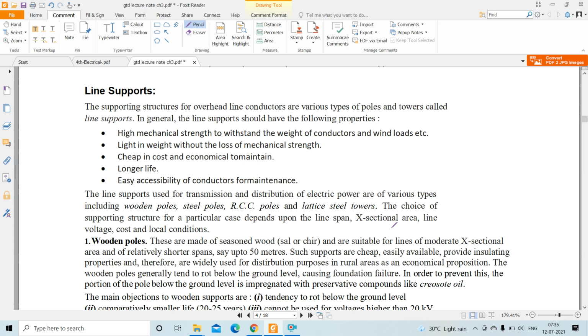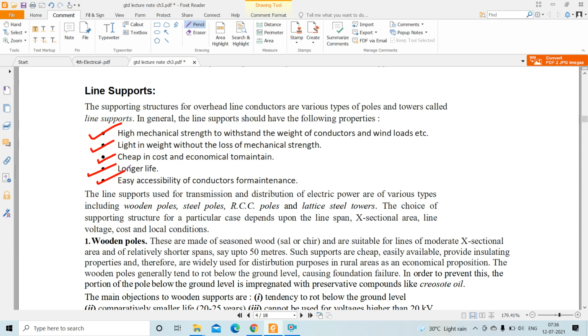What are those? High mechanical strength to withstand the weight of conductor and wind load, light in weight without the loss of mechanical strength, cheap in cost and economical to maintain, longer life, and easy accessibility of conductor for maintenance. So these are the properties of line support. So we are using different types of line supports like wooden poles, steel poles, RCC poles, lattice steel tower, etc.